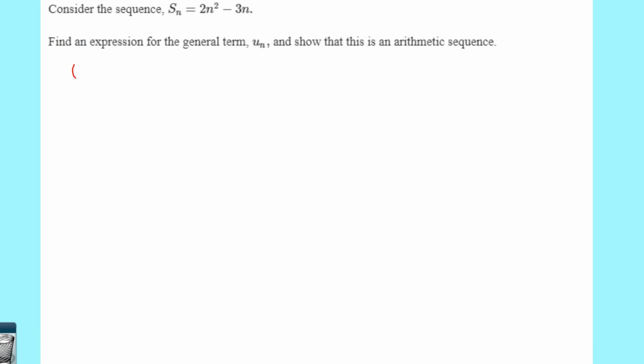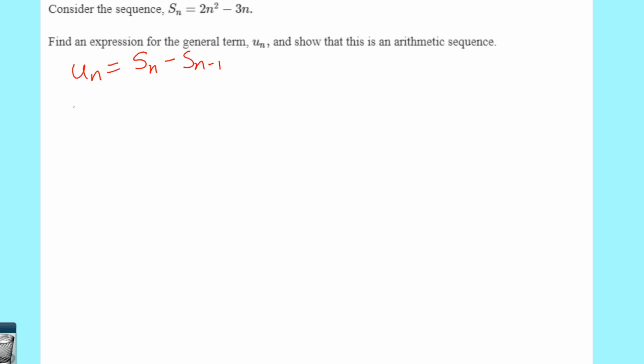Okay, to find the nth term, you can take any sequence, the sum of n terms, minus the sum of the n minus 1. So like, let's say for instance you were trying to find the fifth term. That's the sum of the first 5 terms minus the sum of the first 4 terms, right? You just take away those first 4 terms and you're left with the fifth term. That's what I'm trying to say here. So let's actually work it out.